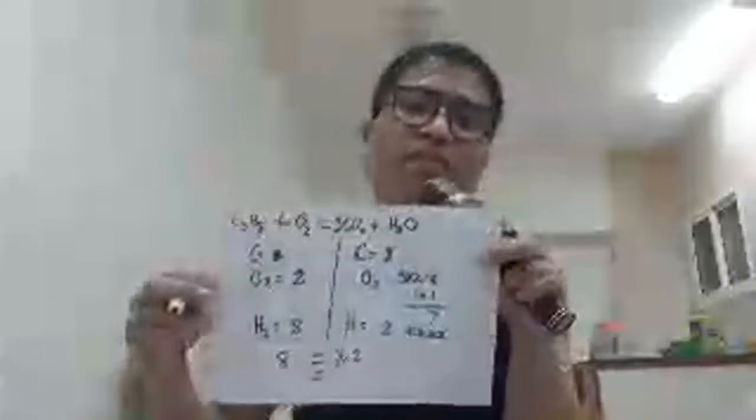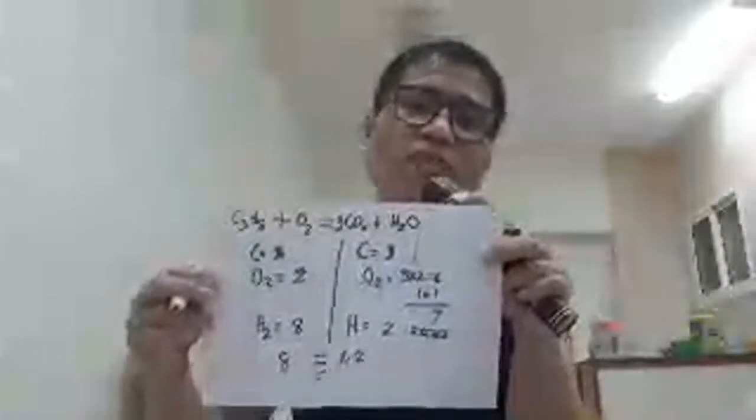So do the math. Basic mathematics, even elementary can get this. X is equal to 4. So we have now 4, our number of moles is 4 moles.